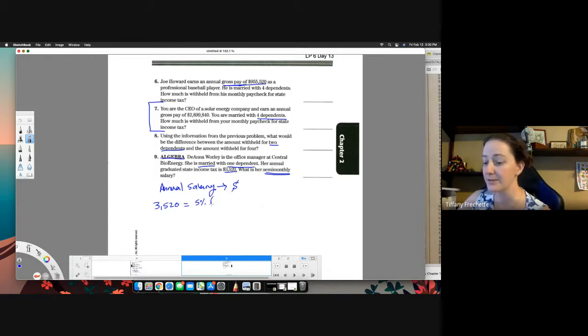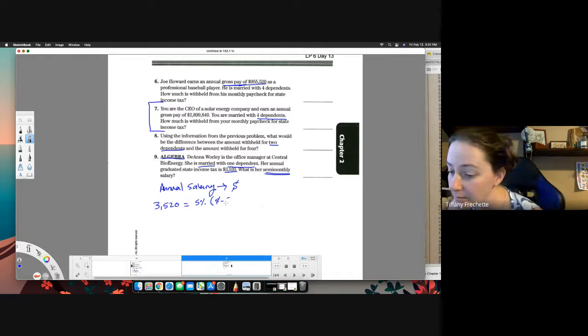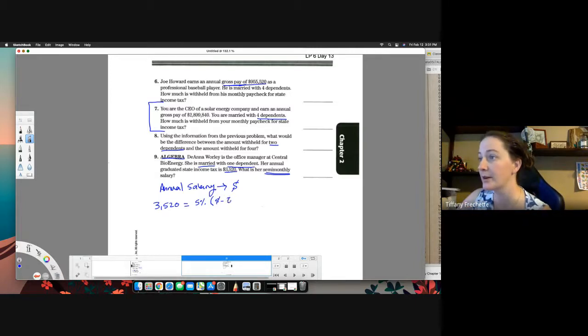So we know it's going to be 5% of whatever her annual payment is, minus, let's see, $6,000. Sorry, I forgot about her allowances. Because remember, she's married, that's $4,000. And she has one dependent, that's another $2,000. So we get to take $6,000 away right off the top before we calculate anything. That's where the $6,000 came from.